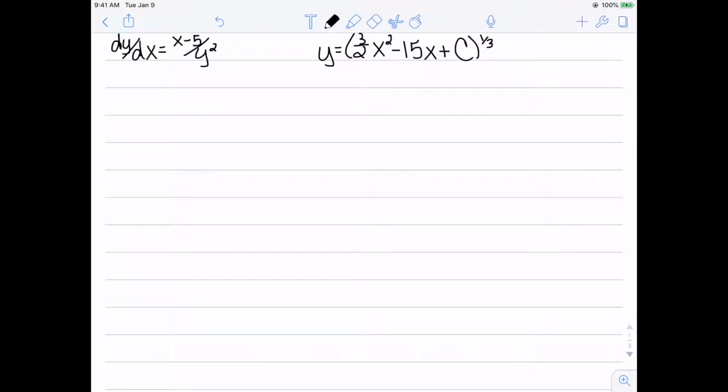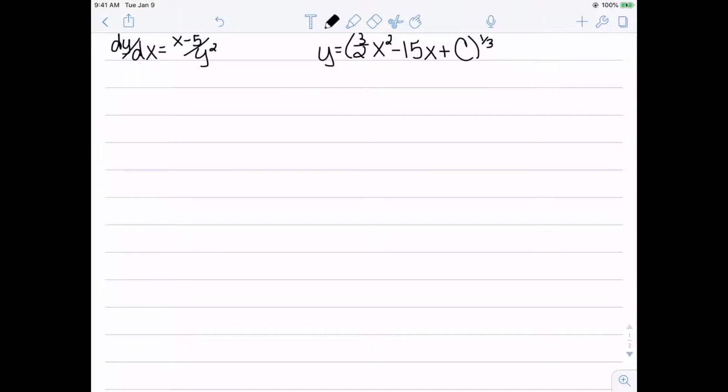In the last video, we used this differential equation, dy/dx equals (x minus 5) over y squared. And then we got the solution to be y equals (3/2 x squared minus 15x plus c) to the 1/3. I now want to talk about how to go backwards. If we have a function like y equals (3/2 x squared minus 15x plus c) to the 1/3, how do we show that it actually satisfies this differential equation? So if I give you a random function, how can you tell me if it is a solution?